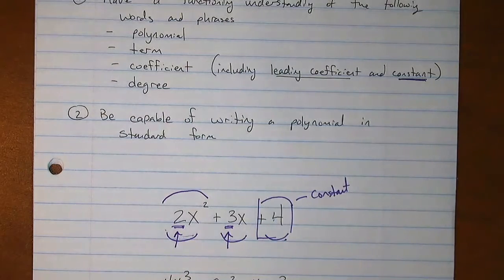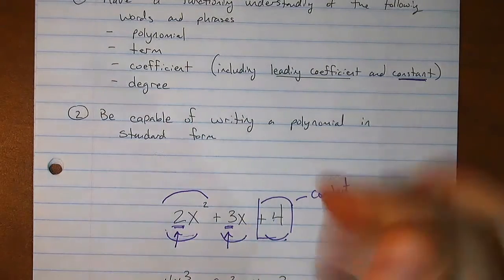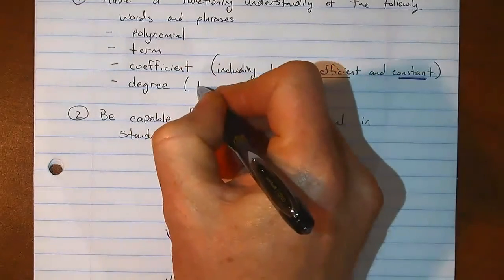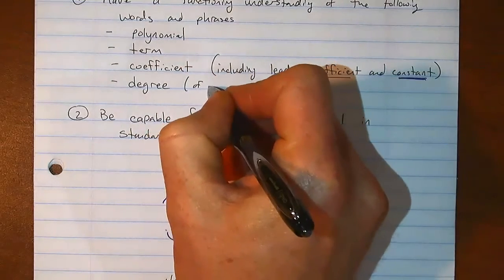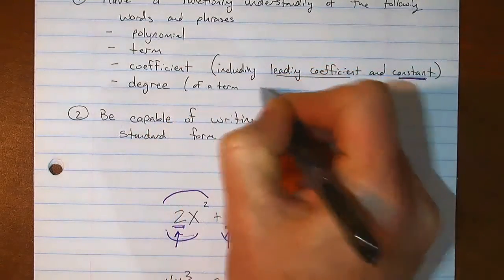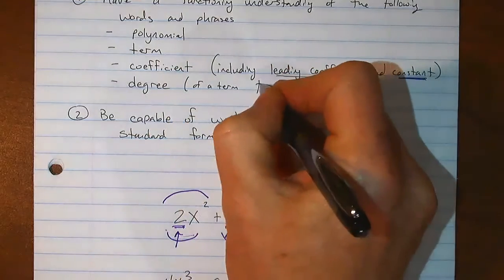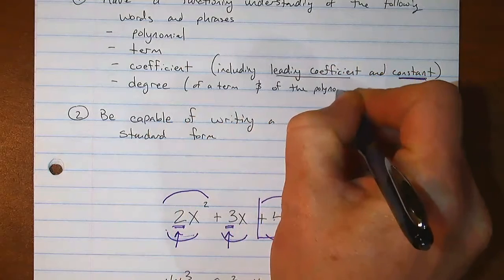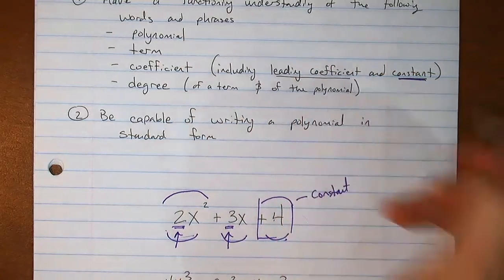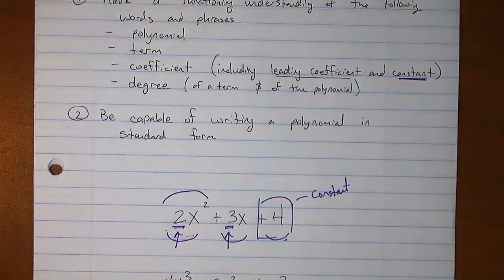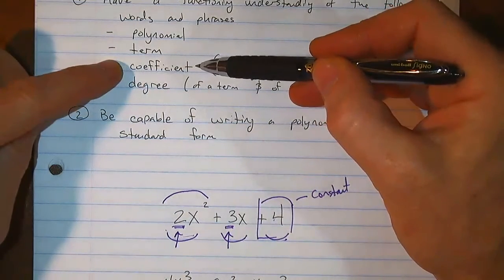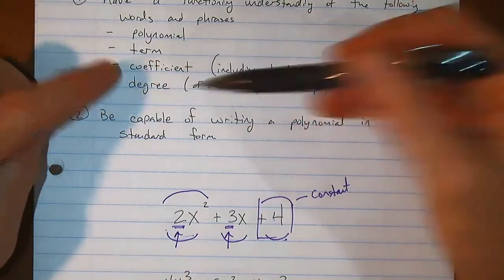Okay, now there's actually 2 types of degrees, and maybe we ought to add this to our learning objectives. There's degree of a term, and there's also the degree of the polynomial. Okay, so let's take these in that order. The degree of the term is just simply referring to the exponents. Okay, so the coefficient is the number in front of the variable. The degree is the exponents.